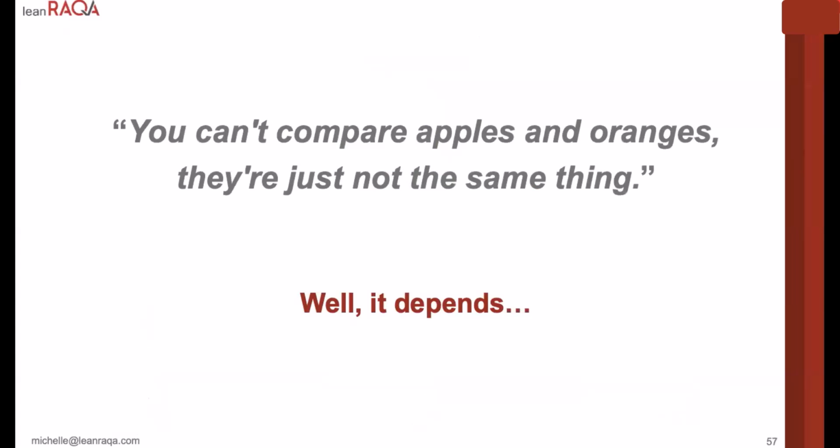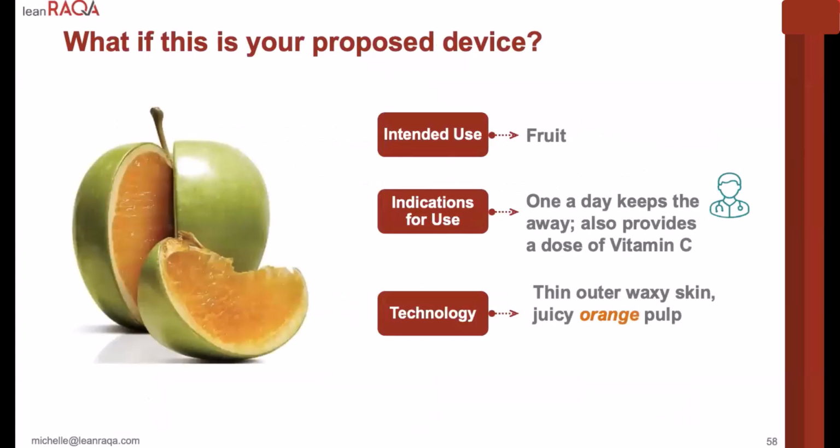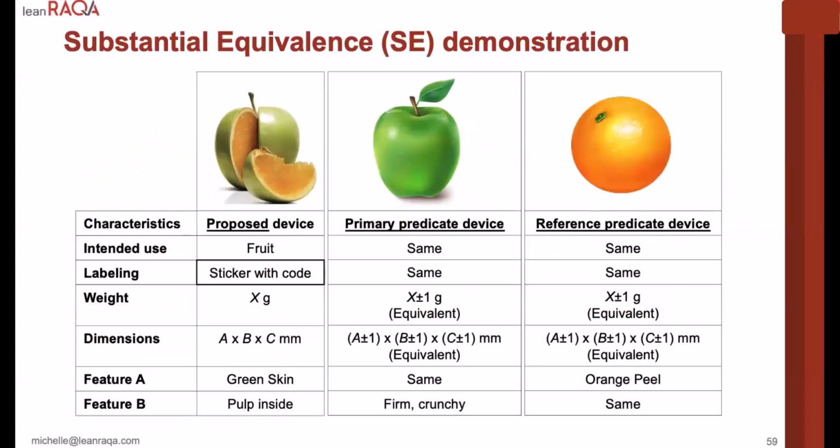Well, that depends. What if this is your proposed device? Its intended use is a fruit. Its indications for use is one a day keeps the doctor away, but it also provides a dose of vitamin C. It has a thin, waxy outer skin and a juicy orange pulp. So that doesn't necessarily immediately throw you out of the discussion for substantial equivalence in 510K.